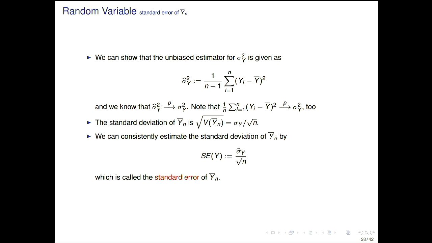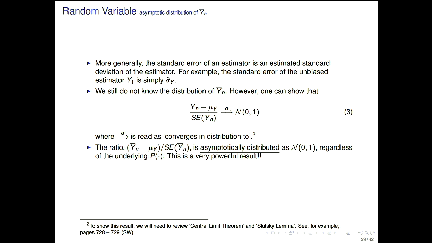So the estimated standard deviation of the estimator is called the standard error. This is the formula for the standard error when the estimator is the sample mean. Again, whenever you have some estimator, you want to measure the standard deviation of the estimator. So you estimate the standard deviation, and then the estimated standard deviation is called the standard error. This is not only for the sample mean.